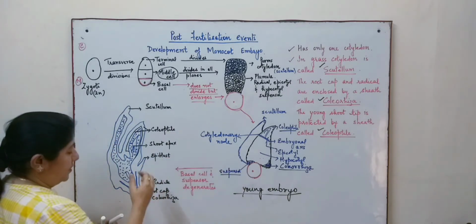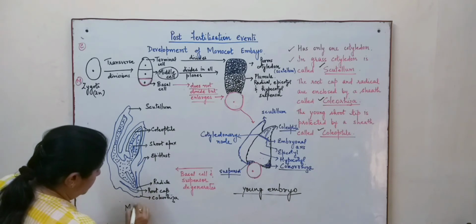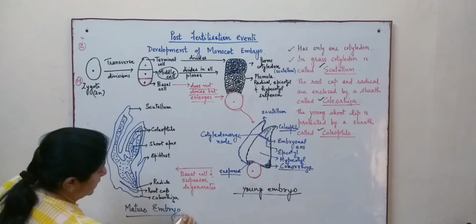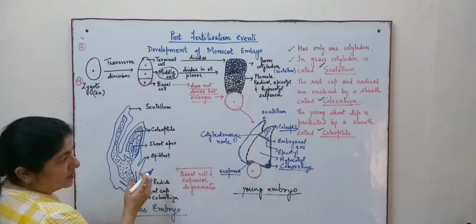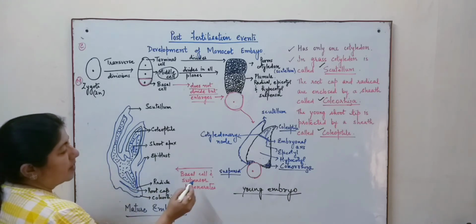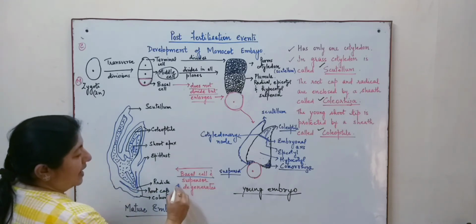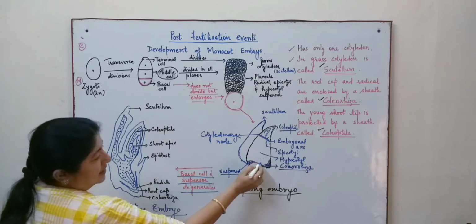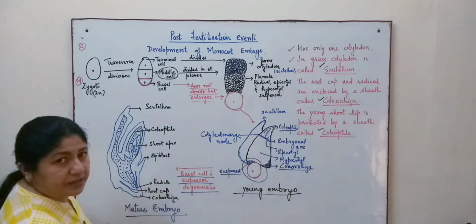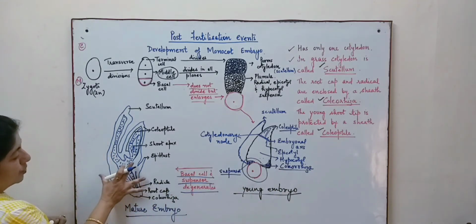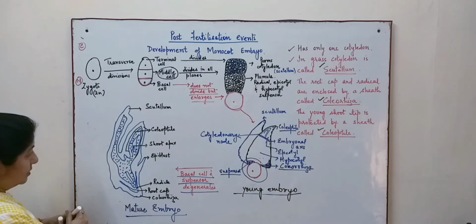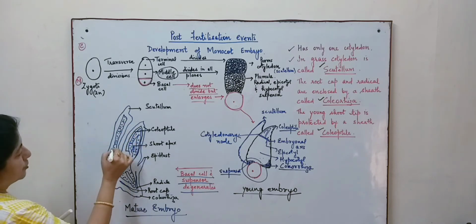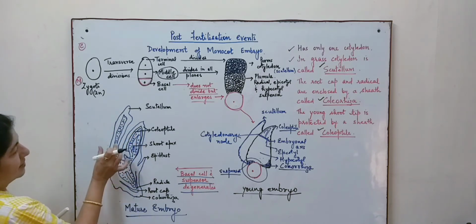Now later on, when we are talking of a mature embryo, this is a mature embryo. Now as the development takes place, let us make this picture more clear. The basal cell and the suspensor degenerate. So the basal cell will disappear and the suspensor will also disappear. This structure will disappear, resulting in a mature embryo. Now you can see over here very clearly this portion which is developing as a cotyledon.